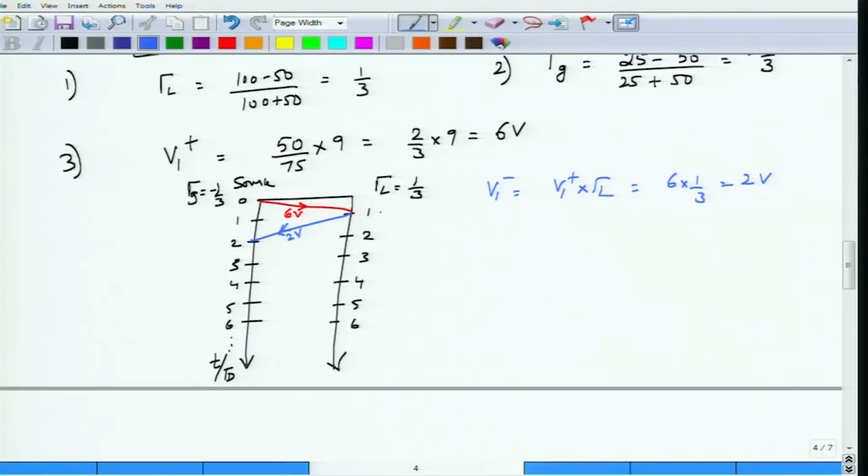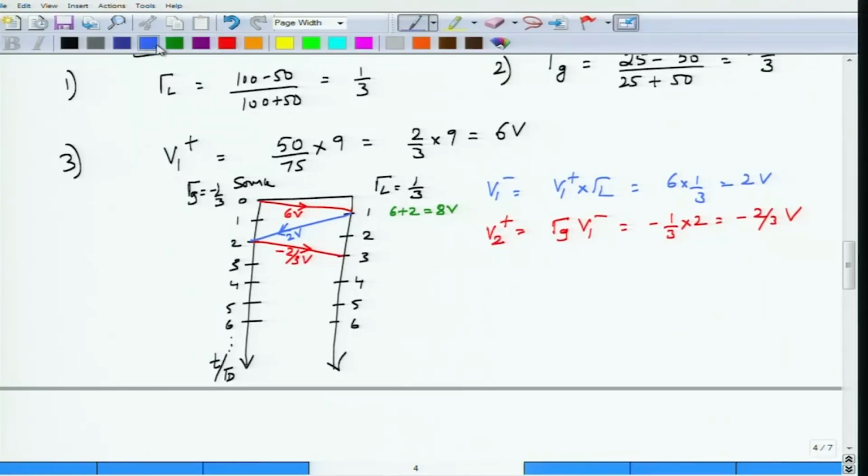So, what would be the total voltage at this point? The total voltage will be 6 plus 2, which is equal to 8 volts. Okay. So, the voltage jumps up to 8 volts at t equal to 1 millisecond. Now, this 2 volts has come back. What would be the reflected voltage? Well, V2 plus will be gamma G into V1 minus, which is minus 1 by 3 into 2, which is minus 2 by 3 volts. Okay. So, a minus 2 by 3 volts is launched towards this side.